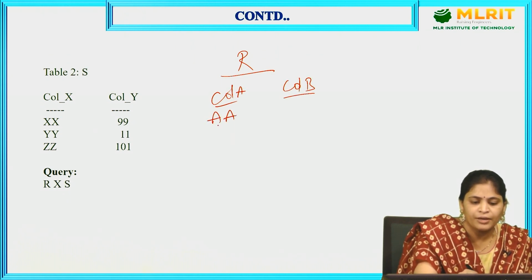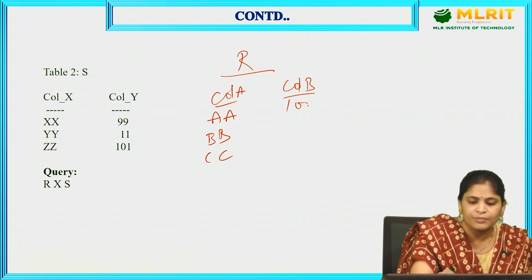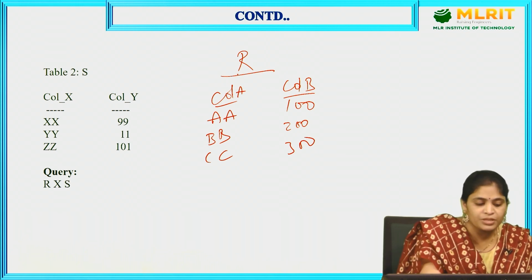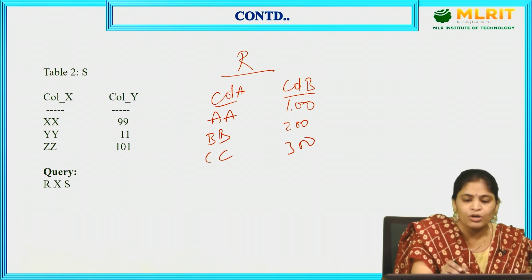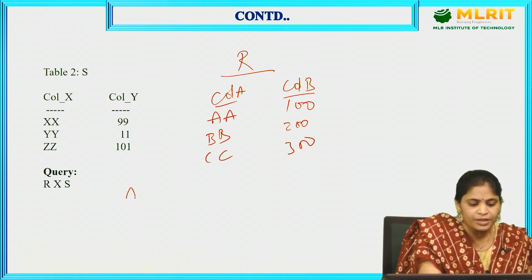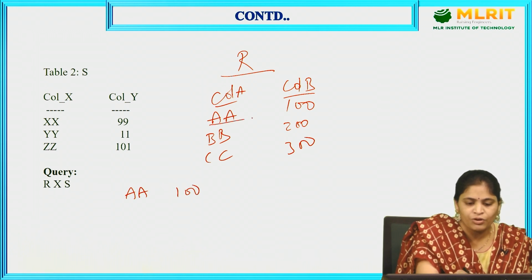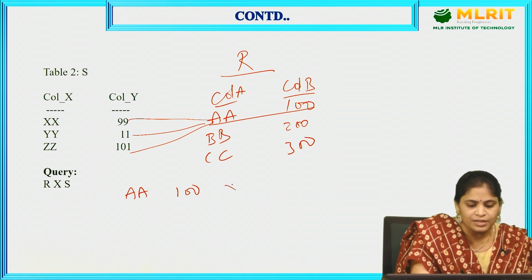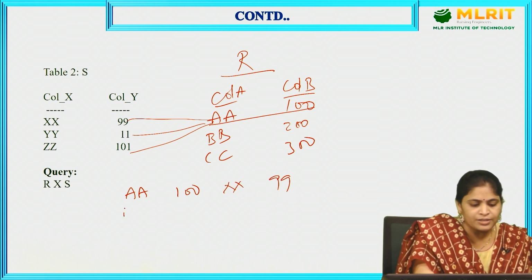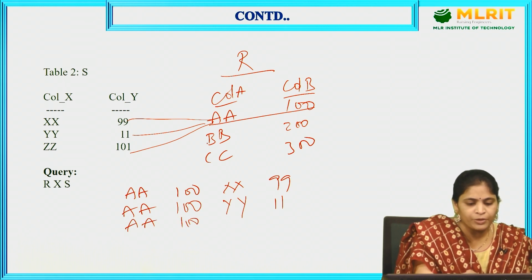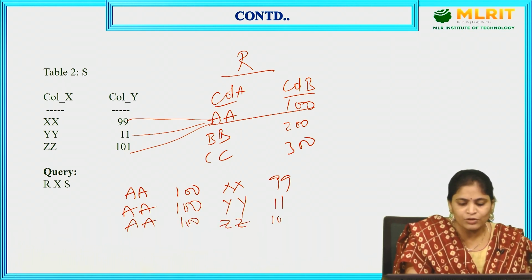What are AA, BB and CC? For example, 100, 200, 300. This is R, this is S. So we represent R cross S. That means the first row will be mapped, or multiplied, with all three rows. R cross S will be: AA 100 mapped with all three rows of the second table, XX 99. In the same manner, the first row AA 100 is mapped with the second row YY 11, and with the third, ZZ 101.